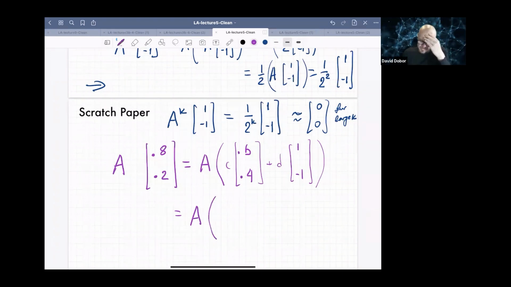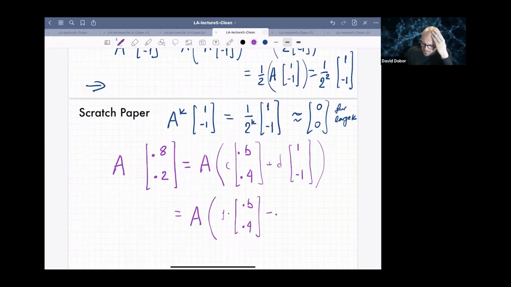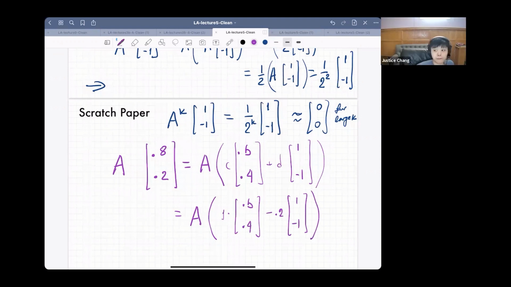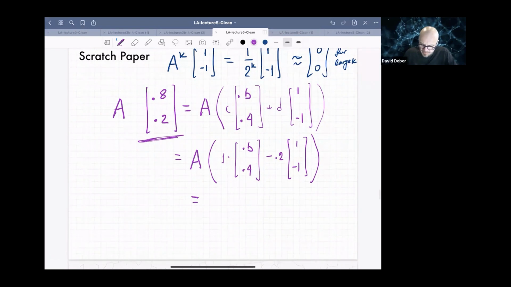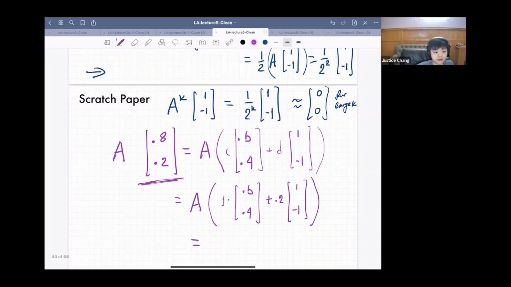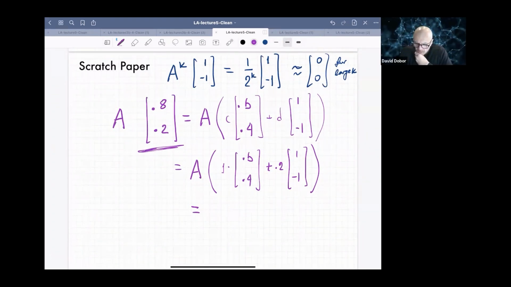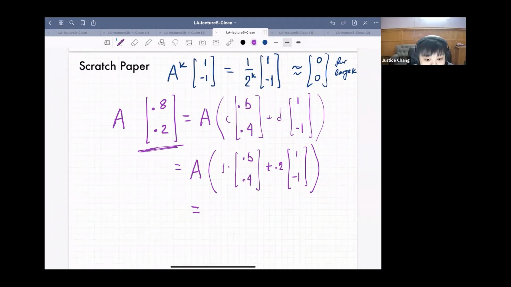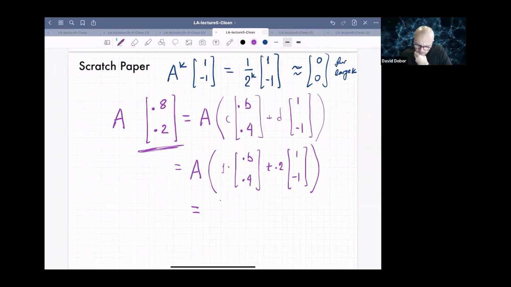So if I take 1 times 0.6, 0.4, and minus 0.2 times 1, minus 1, do I get the same vector inside? I'm applying A to some new vector here. So what comes out on the other side? Wait, wouldn't it be plus 0.2? Yeah, it's plus 0.2, yes. So plus 0.2. So what's the vector that comes out on the other side? 0.8, 0.2. On the inside, that's 0.8, 0.2.